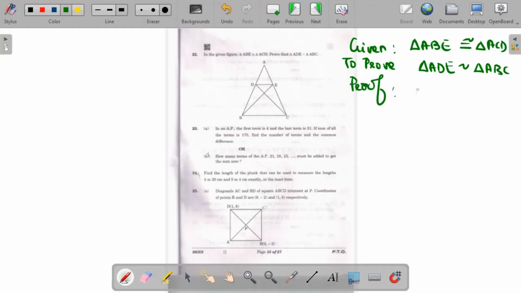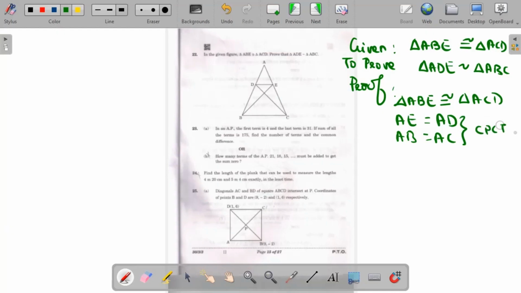So here what is given to us, I'm going to write first. Triangle ABE is congruent to triangle ACD, which means AE is equal to AD and AB is equal to AC. Both are derived from CPCT because of the given triangles' congruency. Now we know that angle BAC, which is nothing but this angle, is also nothing but DAE. So they both refer to the same angle, which is a common angle.